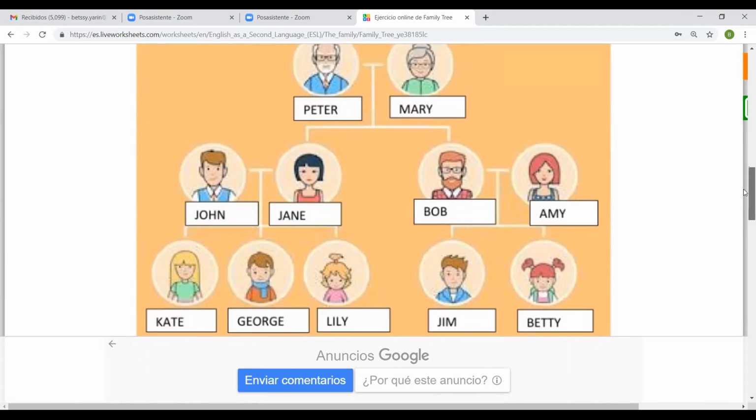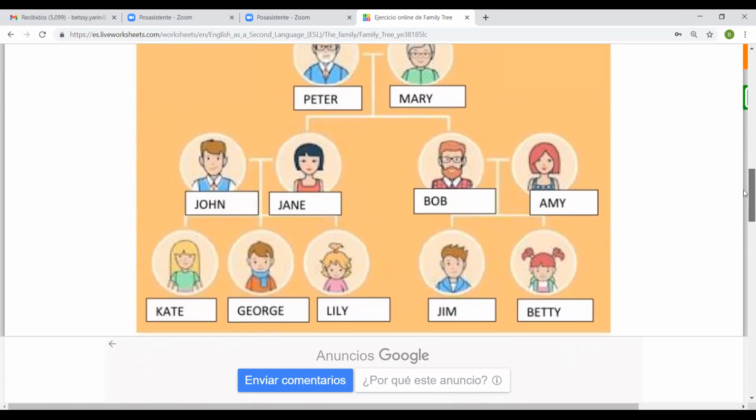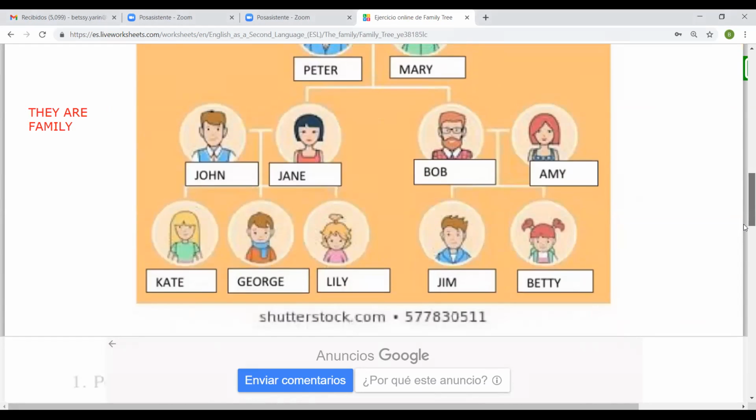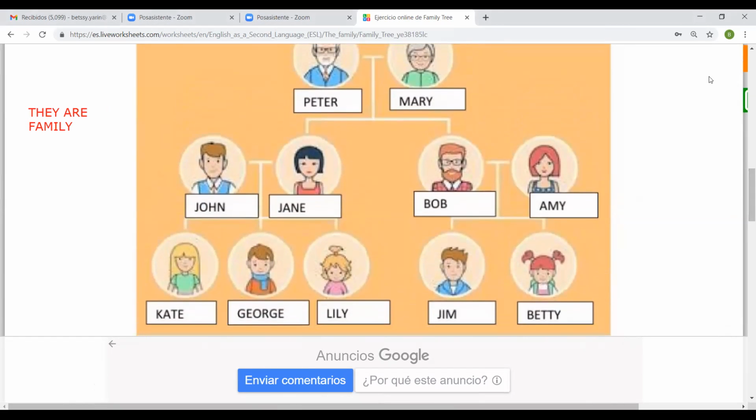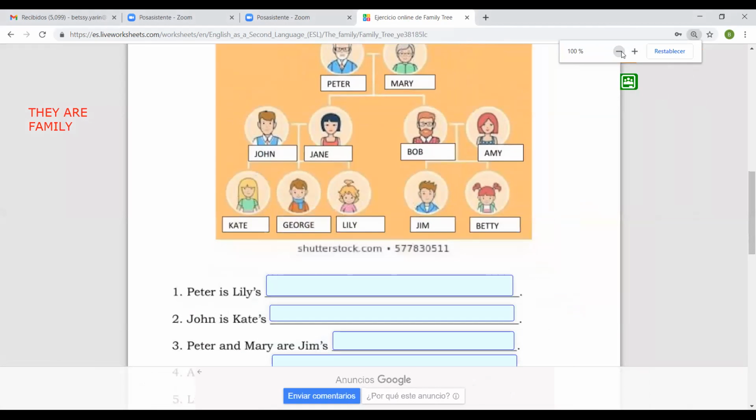What about this? What is its connection? They are, what can I say about them? They are, family. A family. Yes, they are family. Very good. They are family. That's why they appear together here in a family tree. Okay, very good. So let's continue in this. We have this. I'm going to put this so smaller than this because you can see that.